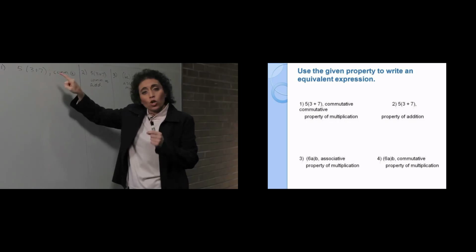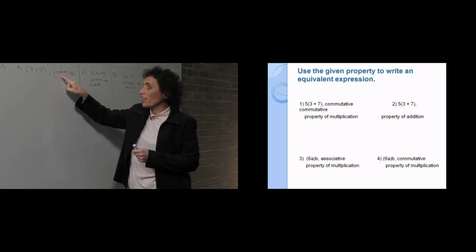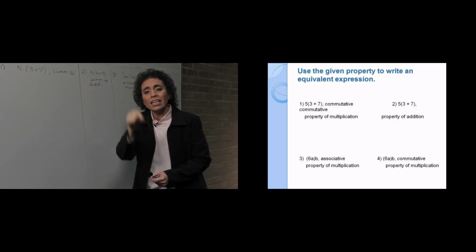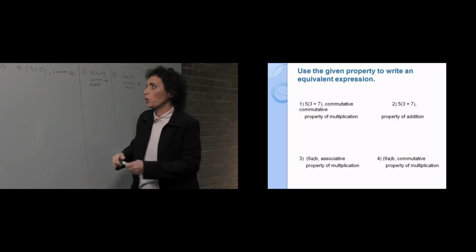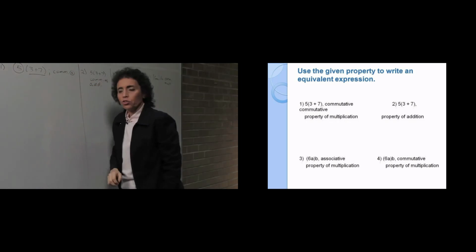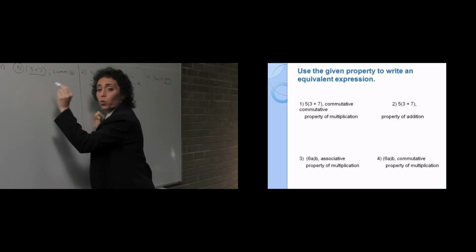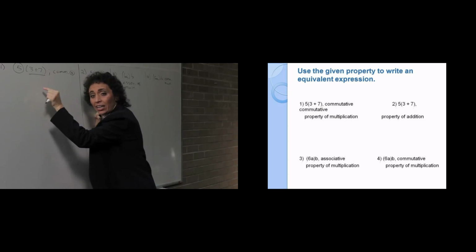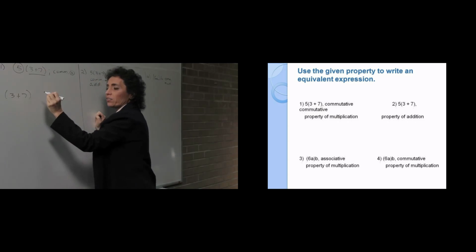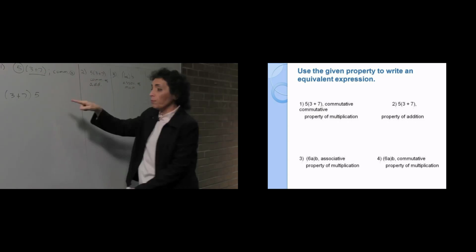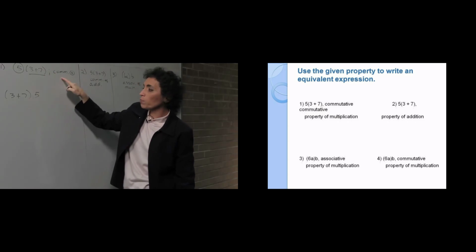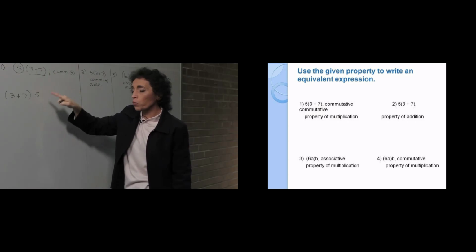I want to state an equivalent expression with a given property. So I want to show commutative of multiplication. That means to me, change the order of what's being multiplied. So this is what's being multiplied, the 5 and the parentheses. So I'm going to have to change the order of what's being multiplied, not of what's being added. So I do not change what's being added. So I keep that exact same order and just move the 5. I'm done. That's an equivalent expression using commutative property of multiplication because I changed the order of what's being multiplied.